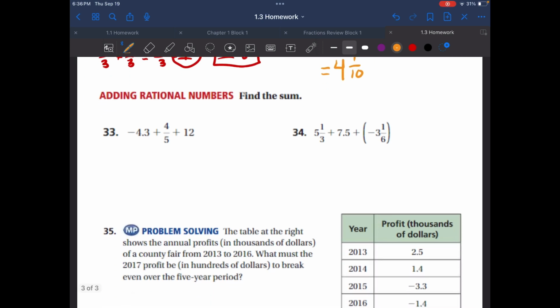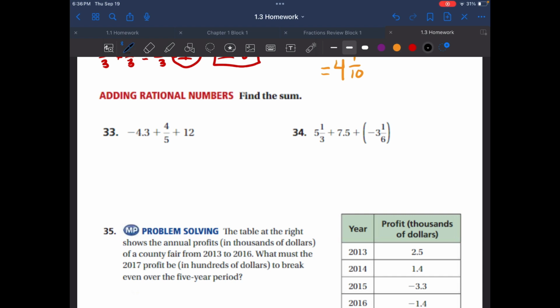All right, 3 to go. We got this. For 33 and 34, I've got a bunch of different things going on. I've got decimals, I've got fractions, and I've got whole numbers. Oh my. I'm going to show you how we can actually work with these pretty easily. Unfortunately, we have to do some changing.